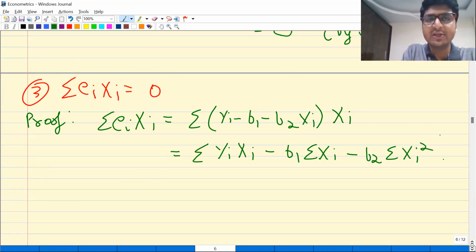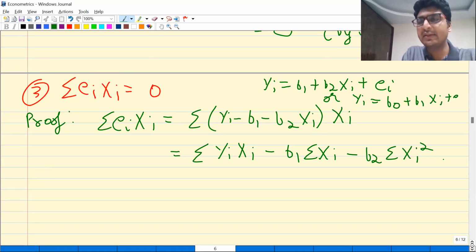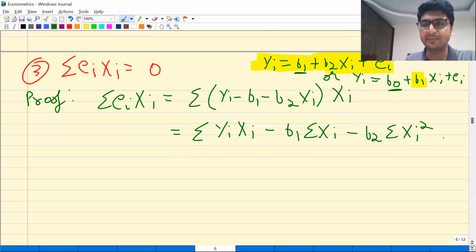Okay, so currently मैं जो मॉडल लेके चल रहा हूँ it is yi is equal to b1 plus b2 xi plus ei, ये वाला. ठीक है. We can also take yi equal to b0 plus b1 xi plus ei. तो कुछ भी लेके चल सकते हैं. बट राइट नाउ जैसे इस मॉडल में इंटरसेप्ट है b1, यहां पर इंटरसेप्ट है b0. This is the slope coefficient in this model and here the slope coefficient is b1. So currently we are taking this model for all these proofs. सिर्फ नाम चेंज हो रहा है इंटरसेप्ट का या स्लोप कोफिशिएंट का, otherwise everything is same.